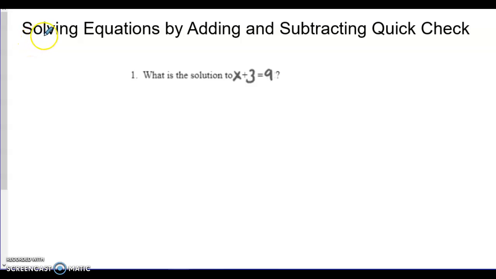Today we are going over the solving equations by adding and subtracting quick check. So the first type problem says, what is the solution to x plus 3 equals 9? Anytime I solve equations, I always draw my line down the equal sign and I box off my letter. The goal is to get that letter by itself, to isolate that variable.